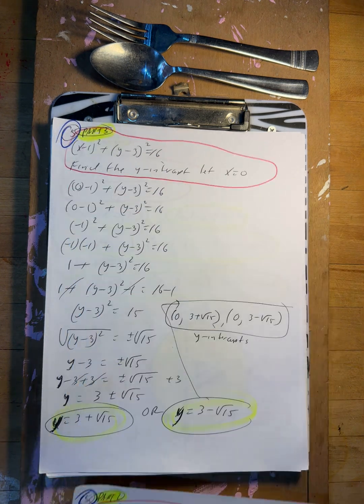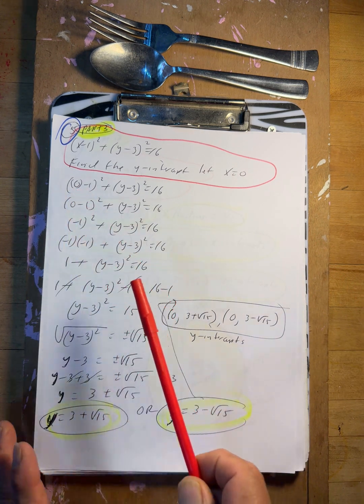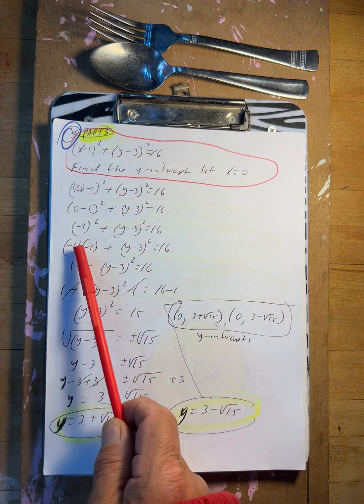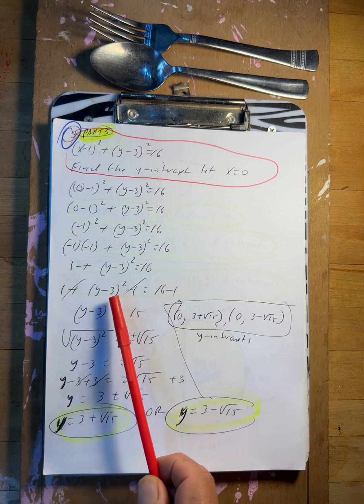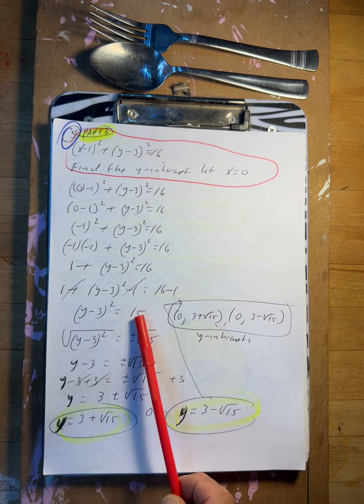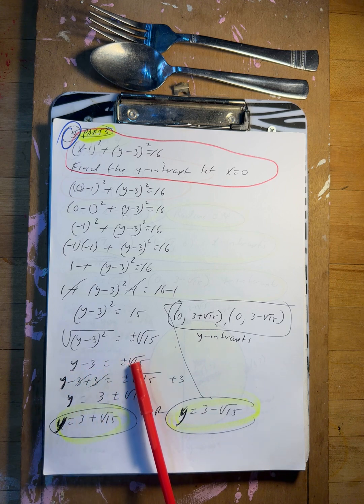Yeah, gotta find the y-intercepts too. How do you do that? Let x equals 0. Put a 0 right here. So now 0 minus 1 is negative 1. Negative 1 squared is 1. Minus 1 minus 1. So y minus 3 squared equals 15. Square root again. So this is y minus 3 equals plus or minus square root of 15.